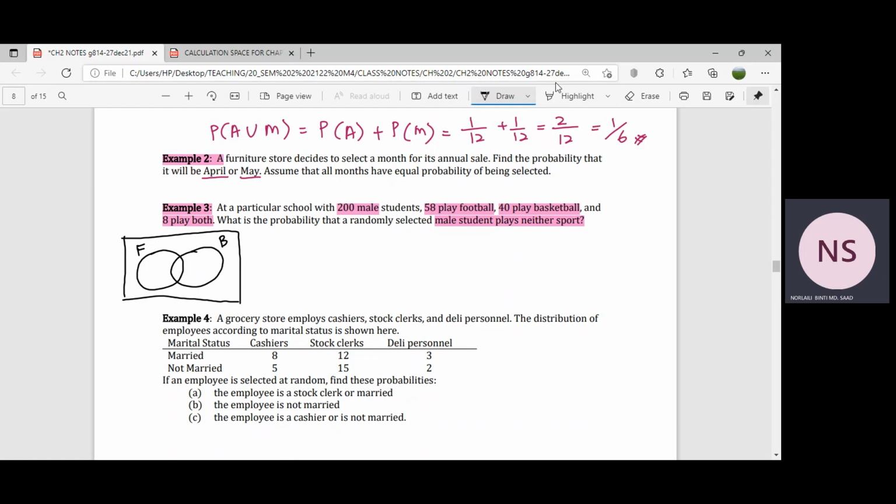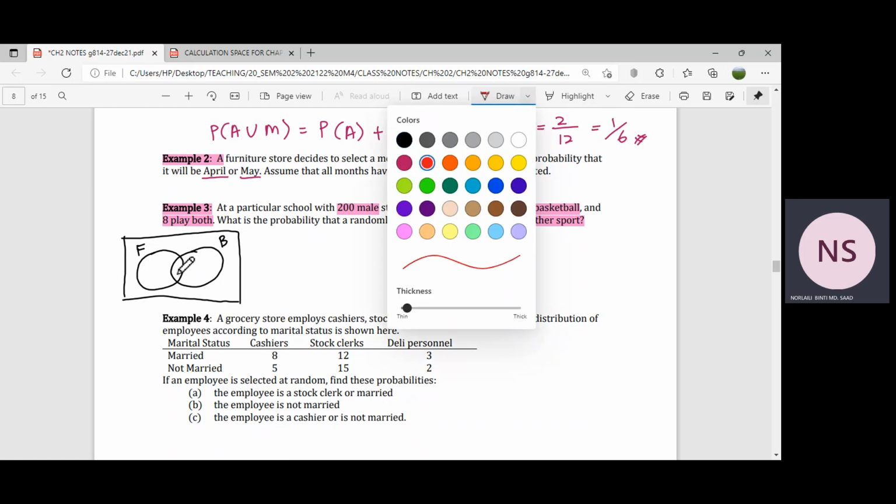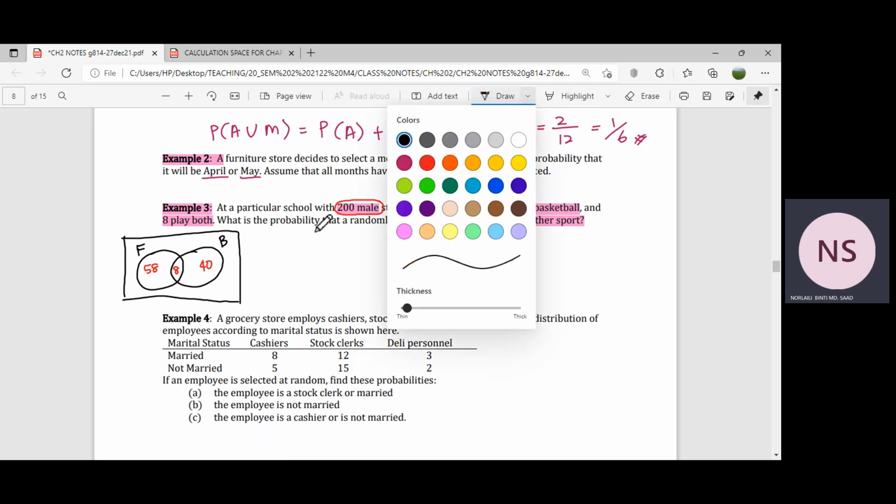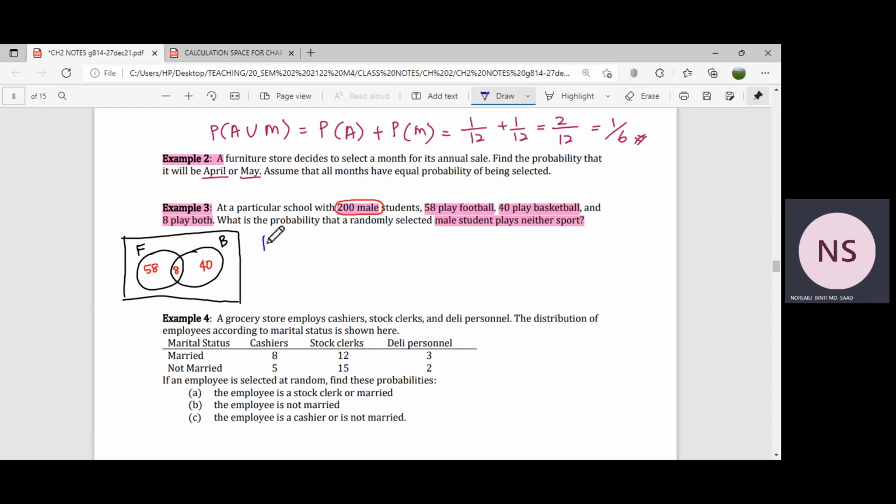So we have 8 playing both. Playing basketball, we have here 40. And playing football, we have here 58. Now the total number of male students is 200. Outside of this union is the probability of a male student who plays neither sport. So we can first find the probability of the male student playing football or basketball.